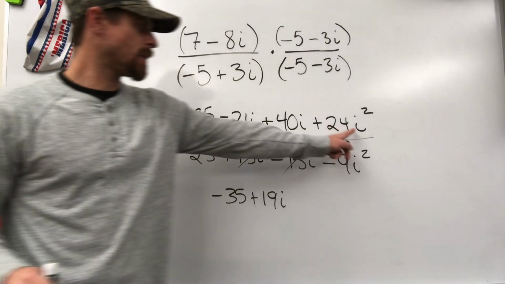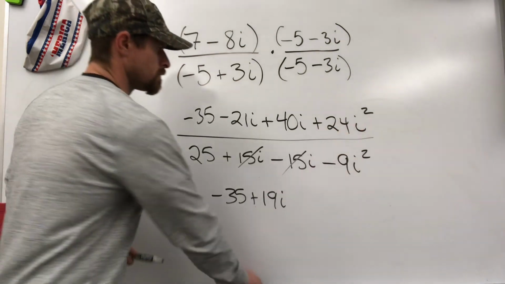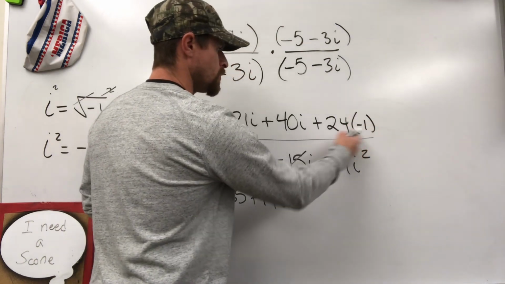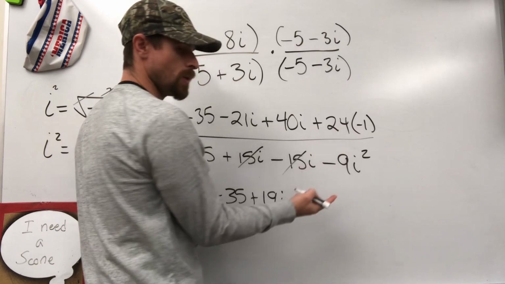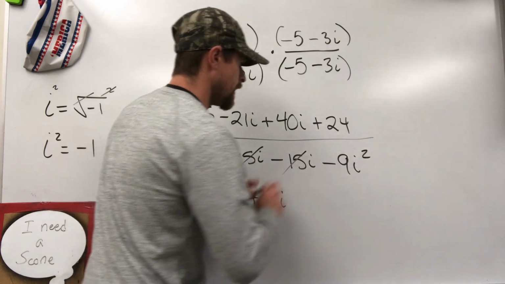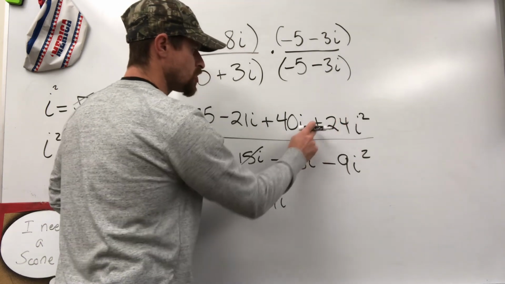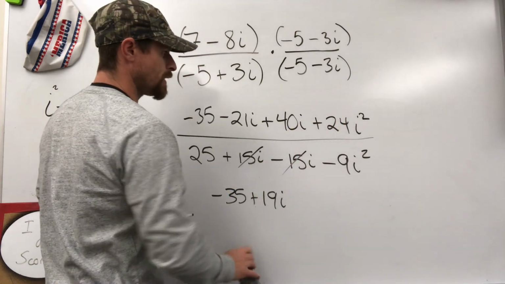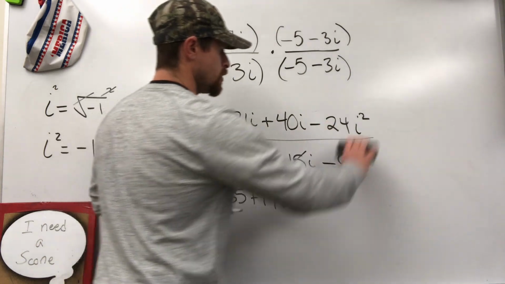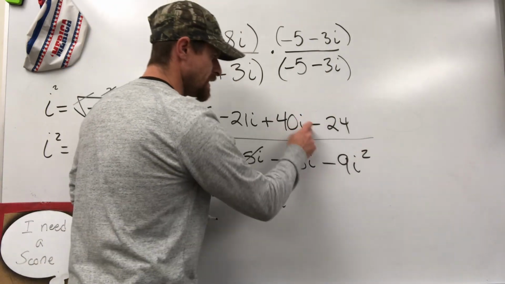So if i squared is really just a negative 1, this is like saying 24 times negative 1, which would just turn that positive 24 into a negative 24. So here's your little trick, okay? Whenever you see an i squared and you got a coefficient in front of it, you can just change the coefficient sign. If it was plus 24, now it's gonna be minus 24, and you can get rid of the i squared because you already did the multiplication. The 24 times the negative 1 made it into a negative 24.